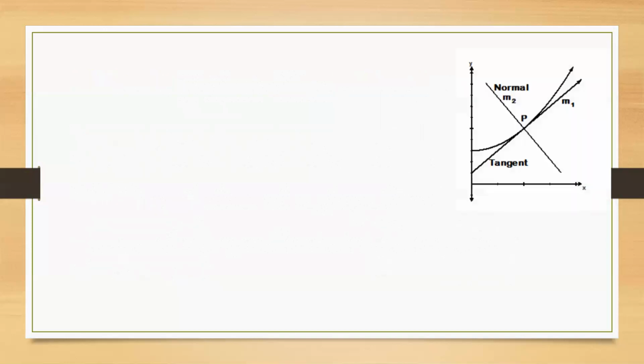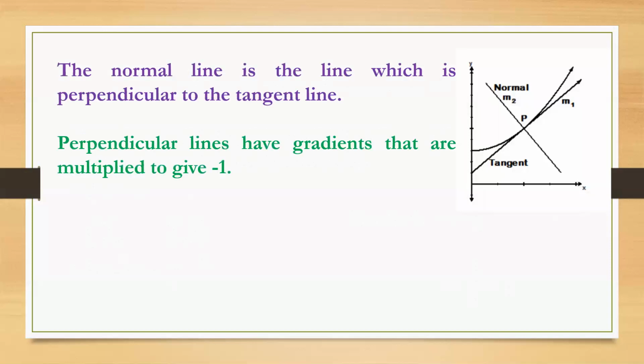Now we move on to the topic. So look at this picture. Here you have the equation of a curve, any curve, and you have a tangent. What is a tangent? If you will remember, a tangent is a line which touches a curve at a particular point. So here the tangent is touching the curve at the point P. Now, the normal is a line which is perpendicular to the tangent. That is, the normal and the tangent are two perpendicular lines, as you can see in the diagram.